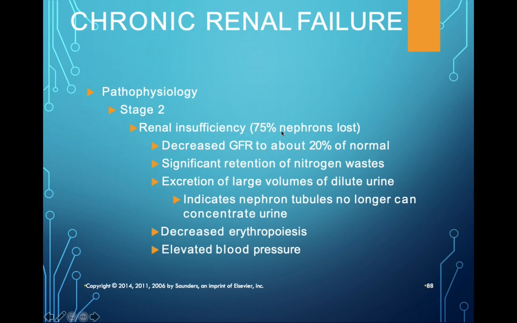Now you're losing more, about 75% of the nephrons are lost. Decreases glomerular filtration rate to about 20% of normal. There's significant retention of the nitrogen waste, which is a problem. Excretion of large volumes of dilute urine happens, and it indicates that the nephron tubules can no longer concentrate the urine. So you get decreased erythropoiesis, that means decreased red blood cell production, and then the body starts to try and push out more, and it gives you the elevated blood pressure as a negative feedback loop.